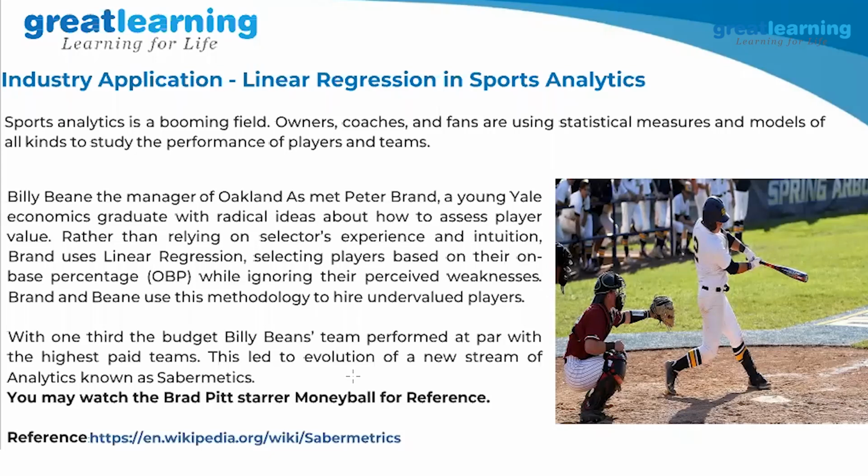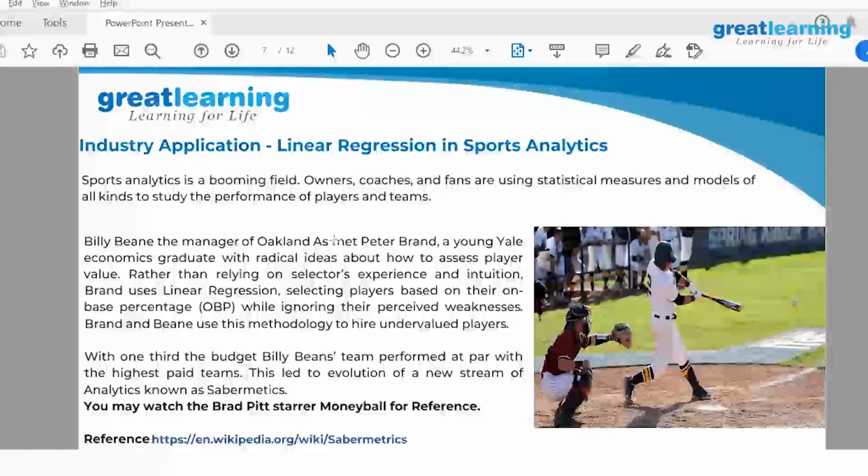Right? So you could read about sabermetrics. I have given the reference. If you have not watched the film, watch the film Moneyball. It is very good. You can see how they hired the players. They used the OBP, which was based on linear regression. That's what they used to pick the players.